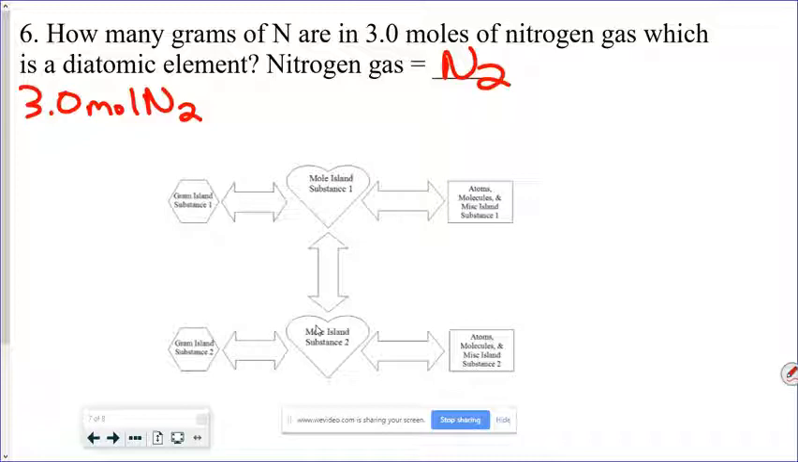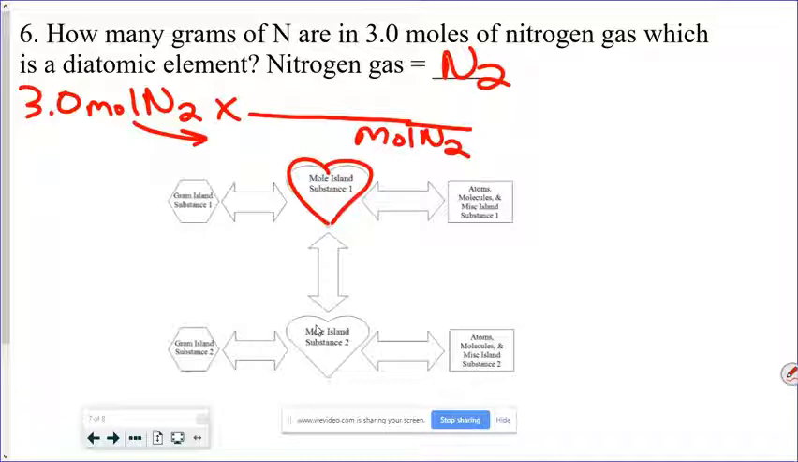You always start with what they give you, a multiplication sign, a division bar. Whatever this label is up on top goes on the bottom of the next step, moles, N2. All of that should be reflex. It just pops right onto the page. You don't put a lot of thought into it. You just follow the pattern. So right now, this is where we are at, and this is for N2.